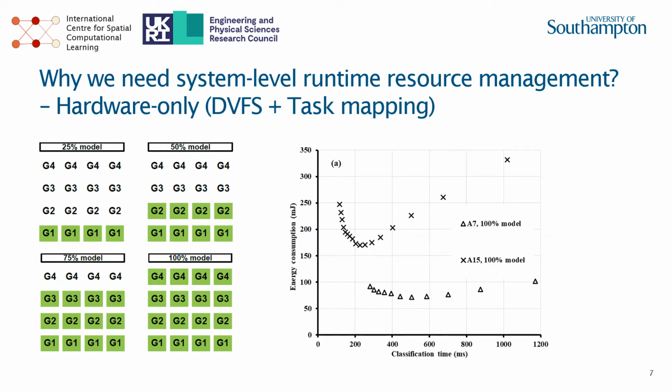On the other hand, if I'm a pure hardware person, I know nothing about dynamic neural networks. I can only tweak the voltage, frequency, and task mapping, these hardware knobs. So what I get is 2 trade-off curves on this platform. One curve is for the ARM A15 big core CPU, another is for the ARM A7 little core CPU. Different points here represent different frequency levels. So we have more trade-offs than the pure software approach.